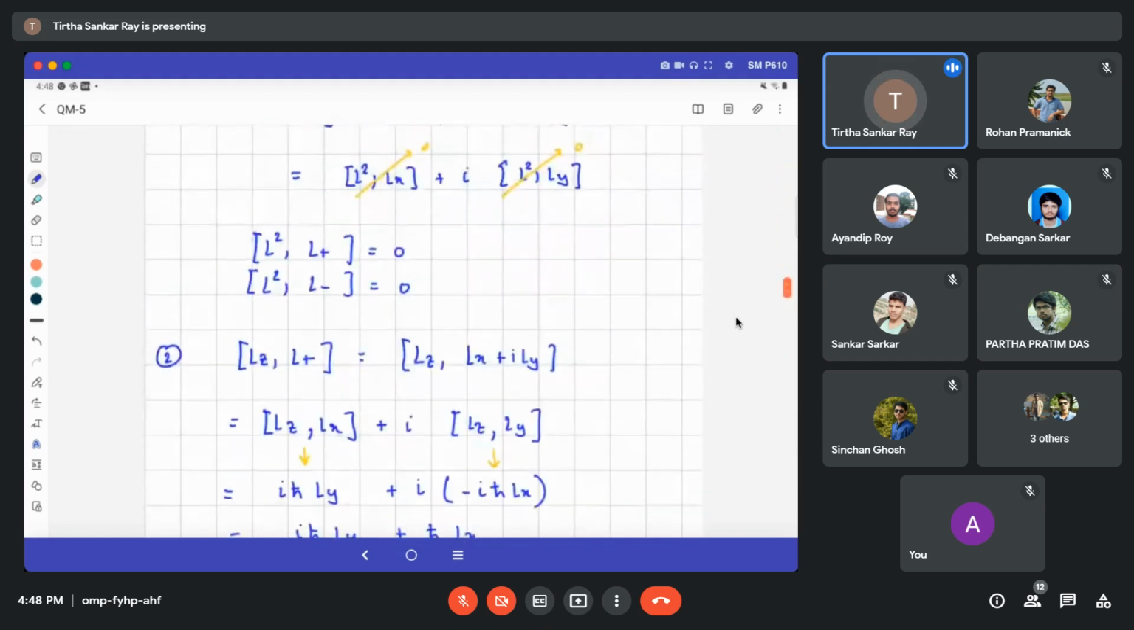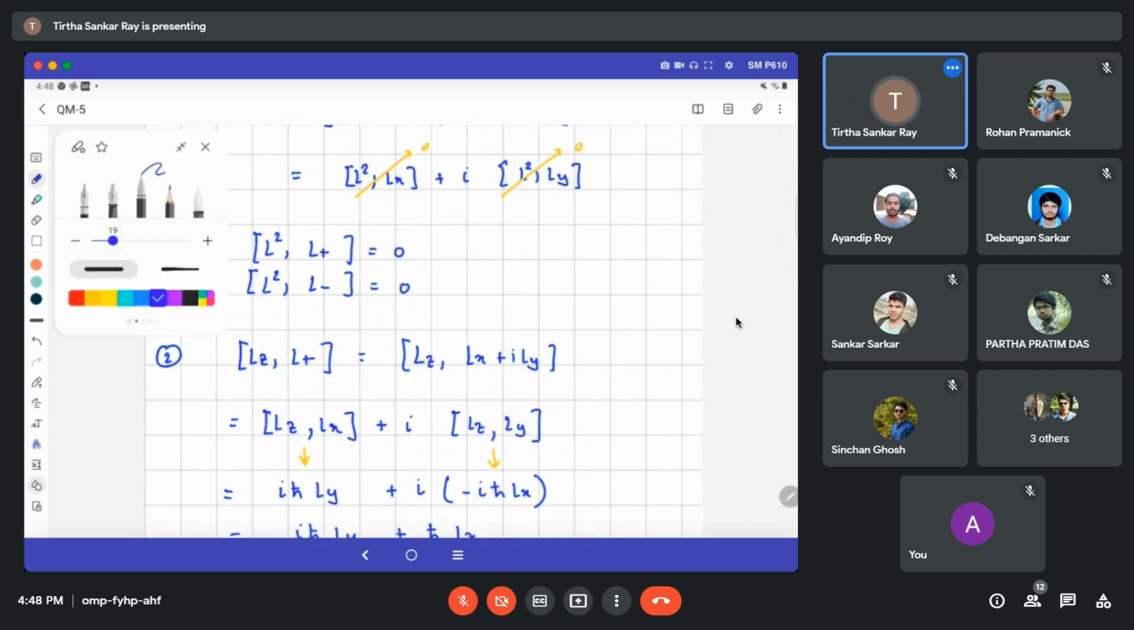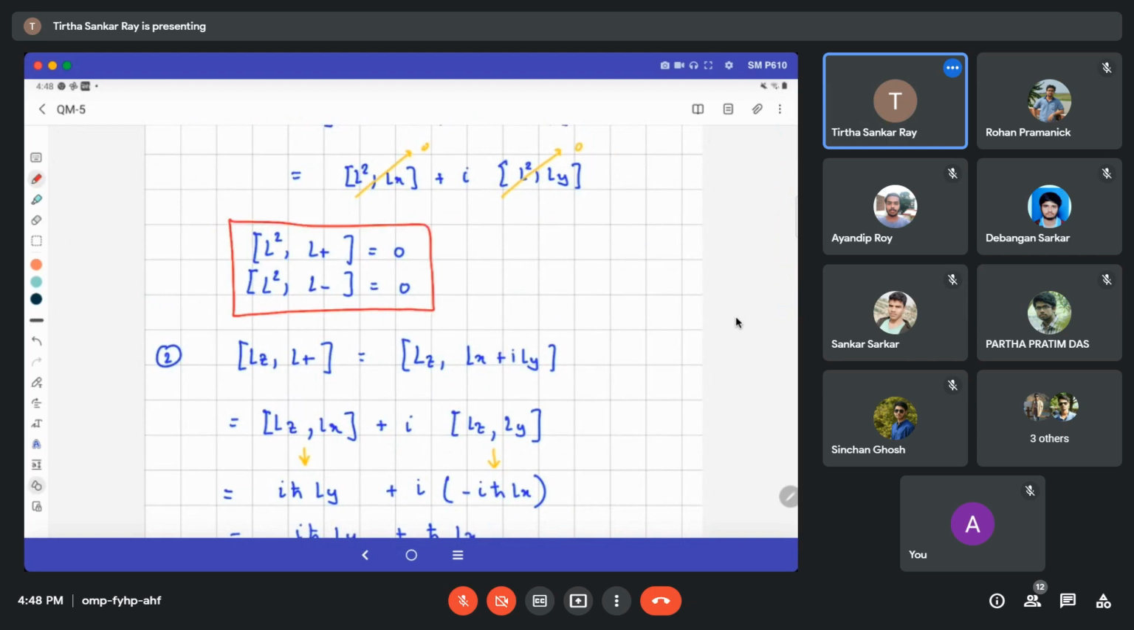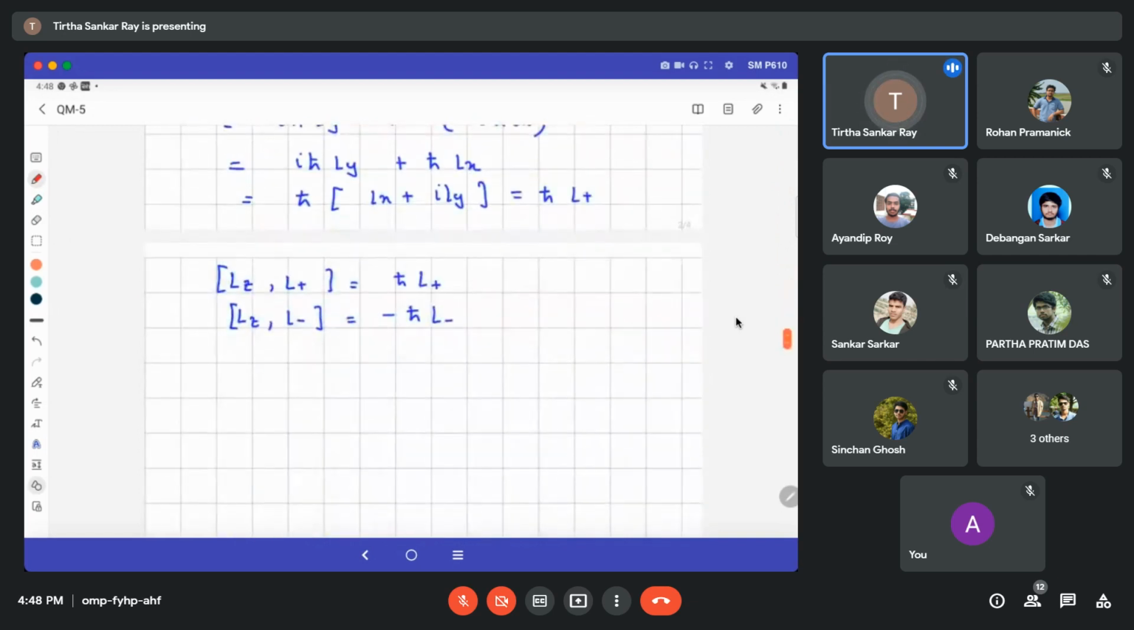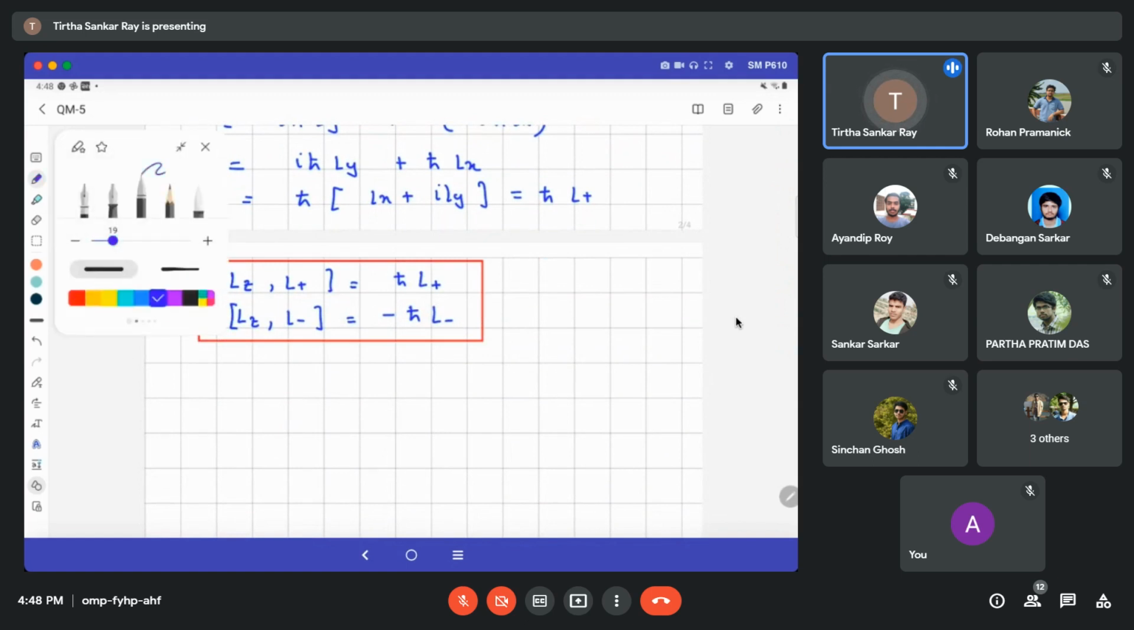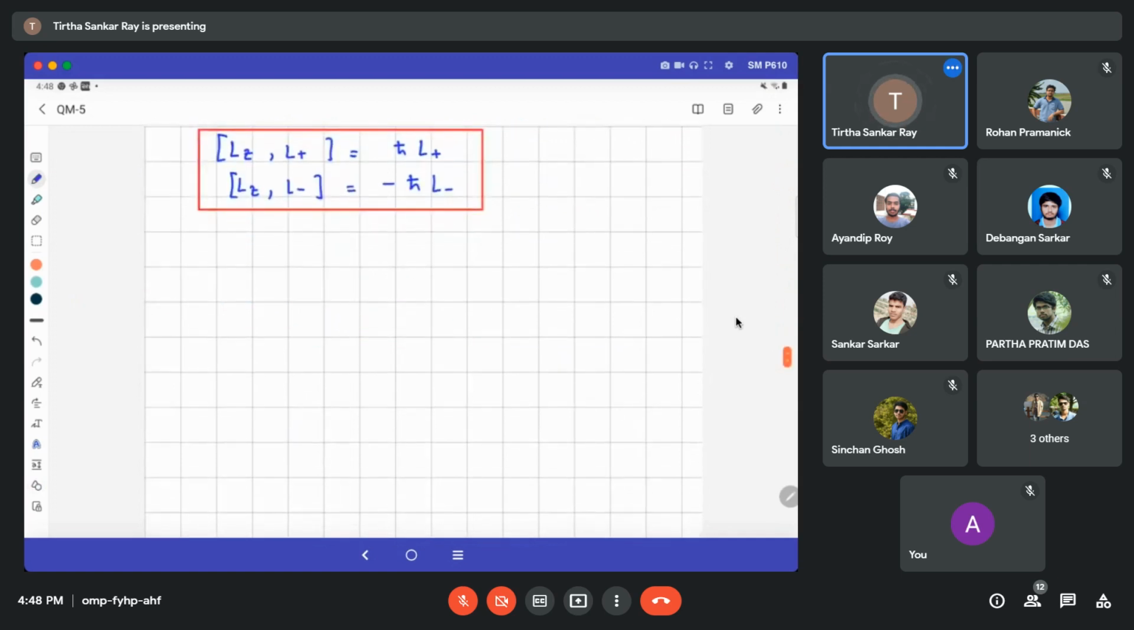So these are the two sets of commutation relationships which will be useful for us. We have just written them down over here: that L plus commutes with L square, and with the Lz component it has this specific structure. Okay. Now, armed with this information, let us go on and look at what we were trying to do previously.